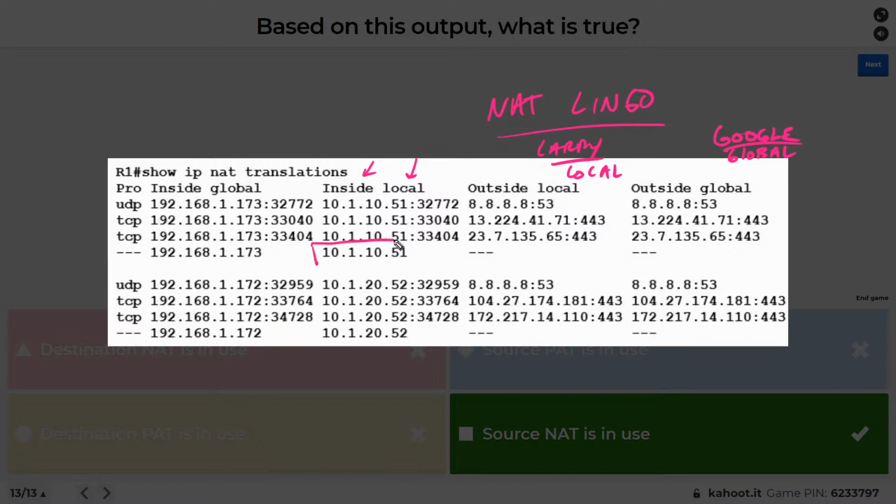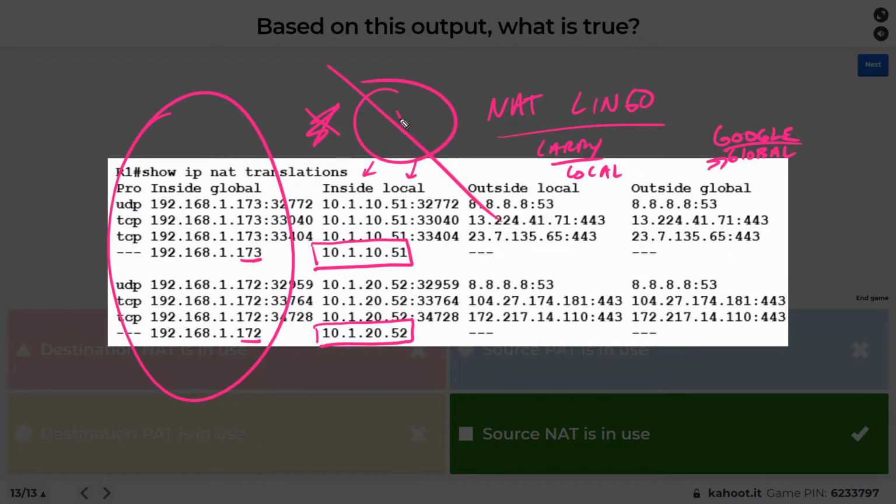And so we have a client at 10.1.10.51, and we have another client at 10.1.20.52. And to the outside world, to the global perspective, they appear as this column right here. And so this IP address on the inside is appearing as .173, and 52 is appearing as .172. That means we're not doing PAT. PAT is where we're doing one IP address that everybody shares. This is representing a one-to-one mapping. This guy goes to that one, this guy goes to that one. So this would be a representation of NAT.